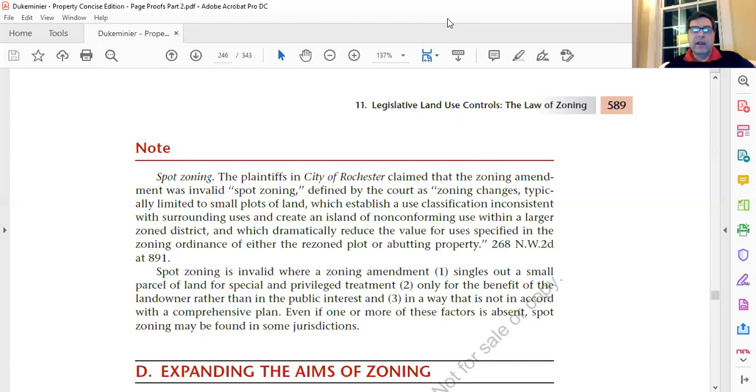So that's it for flexibility in zoning. We will talk next about some ways that zoning has been expanded to accomplish other sorts of purposes than those we saw in the Village of Euclid case.